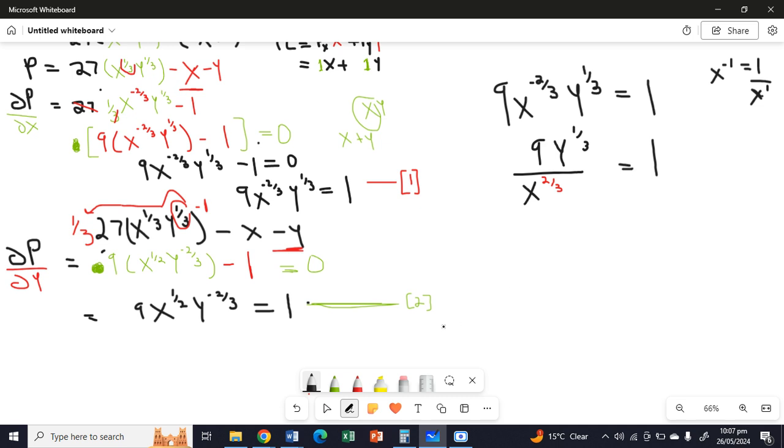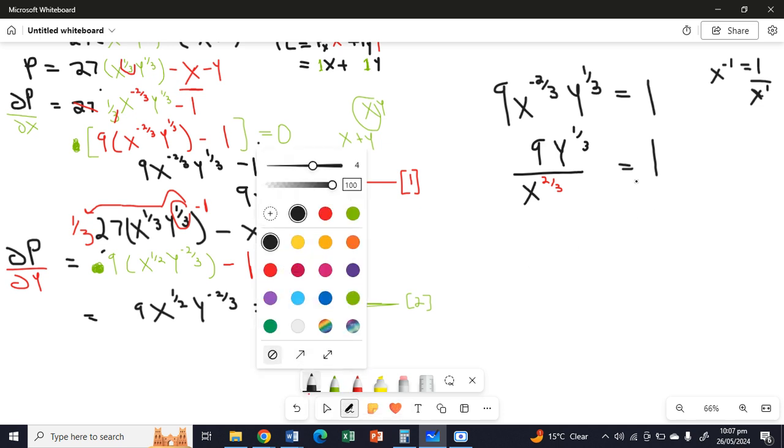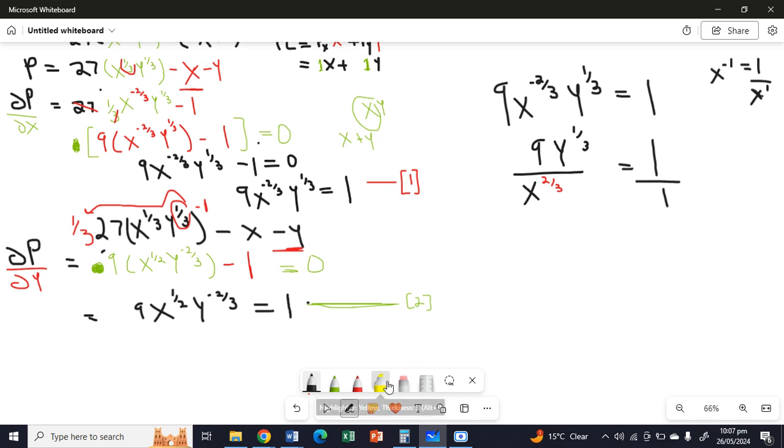So here, this is what we're going to do: cross multiplication. x to the power 2 over 3 multiplied by 1, you get x to the power 2 over 3, equals 9y to the power 1 over 3 multiplied by 1. Here you get 9y to the power 1 over 3. All right, colleagues, are we okay with this part?